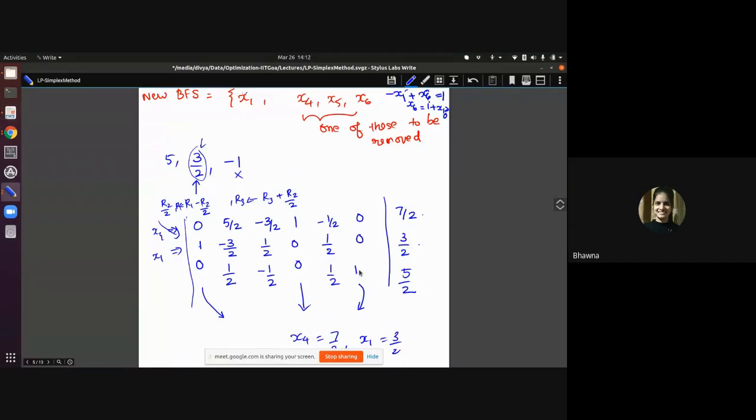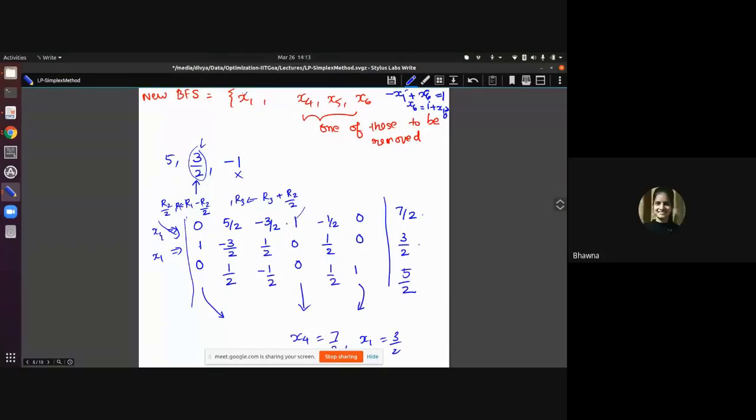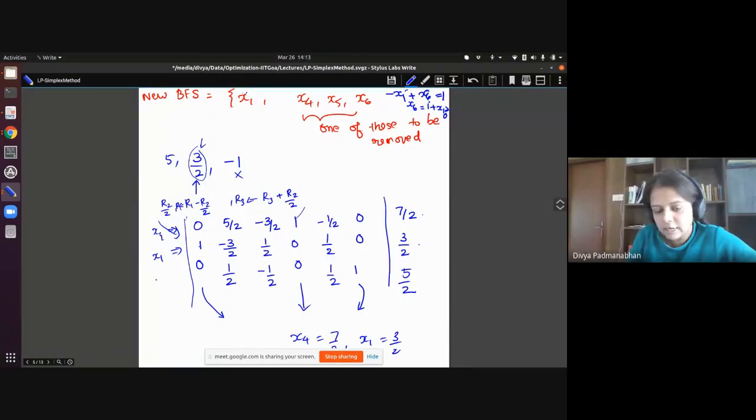Ma'am, can you repeat? So I'm just trying to see what are the variables that each of these rows correspond to. We were saying that each of these rows also corresponds to a basic variable, right? Because there are m rows and exactly m basic variables. So from the first row, you can get the value of x4, right? X4 is 7 by 2. So I'm just asking, what is the last row? Which one does it correspond to?